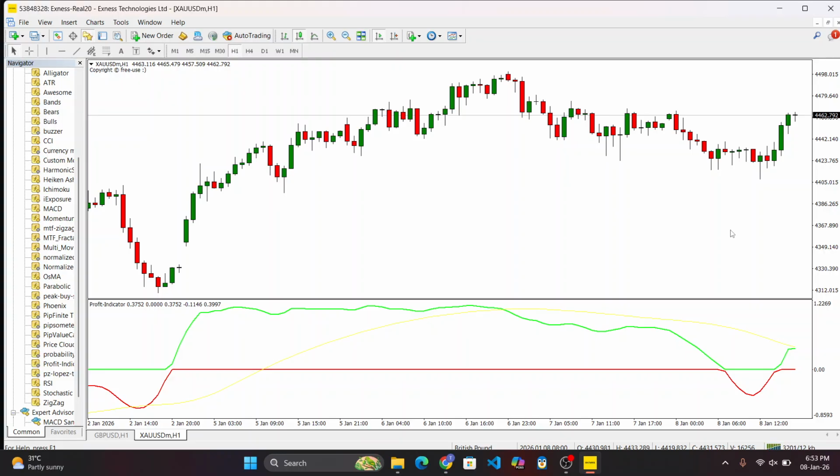This overview from the Forex Geek highlights how on-chart profit metrics can support risk management, performance tracking, and strategy tuning.